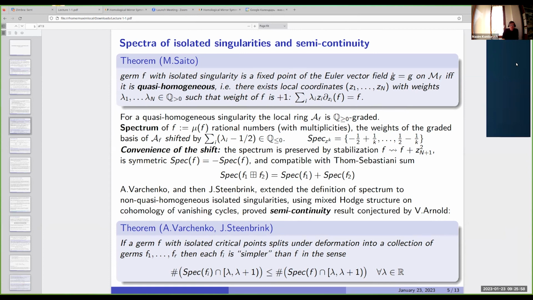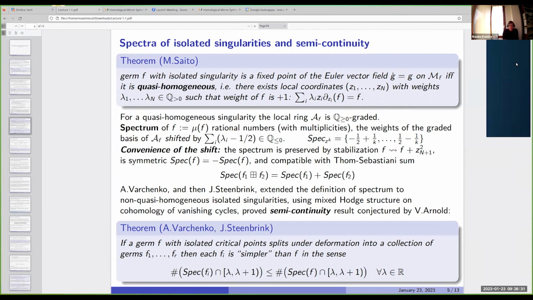Why is this shift convenient? In the original papers, people didn't do this shift. First, the spectrum is preserved by stabilization. If we add the squares of extra variables, it will be the same numbers. Then it's symmetric, the center of symmetry is 0, and it's compatible with the Thom-Sebastiani sum. So consider two functions of two different groups of variables, take the external sum, and you get the sum of spectra.